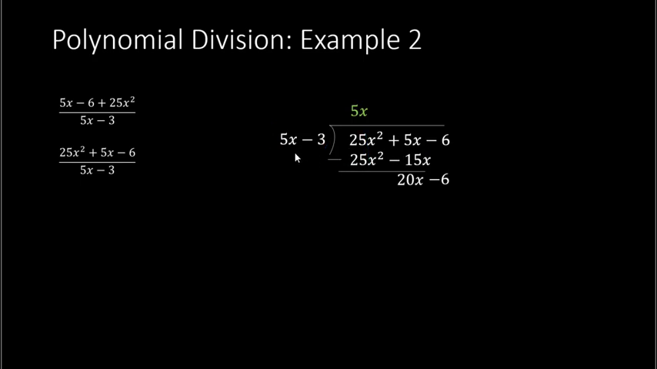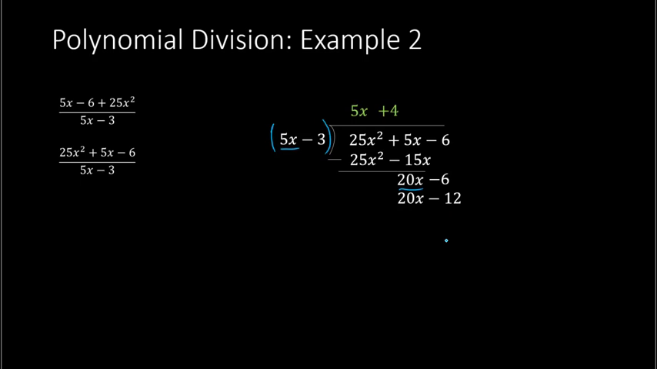So now we start back with step 1, where we see how many times does 5x go into 20x. Or in other words, what times 5x gives 20x. Well, that's going to be 4, because 4 times 5x is 20x. Now for step 2, we want to take the 4 and multiply it by both terms over here. So 4 times 5x is 20x, and 4 times negative 3 is negative 12. So we have 20x minus 12.